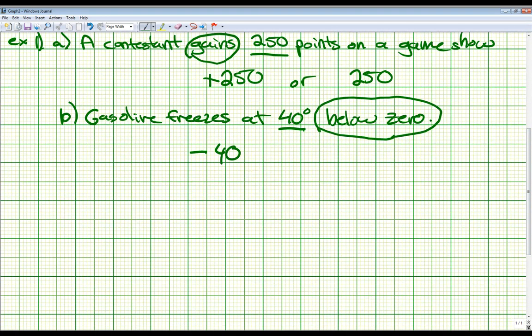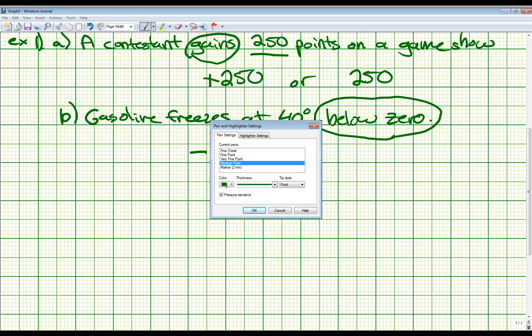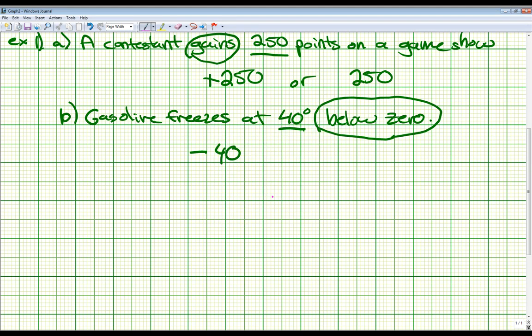If you want to pause and try a couple on your own at the bottom of 250, go ahead and do that. All right, if you tried a few of those, number 1 is 900. Number 2 is negative 24. Number 3 is negative 5. And number 4 is 10.